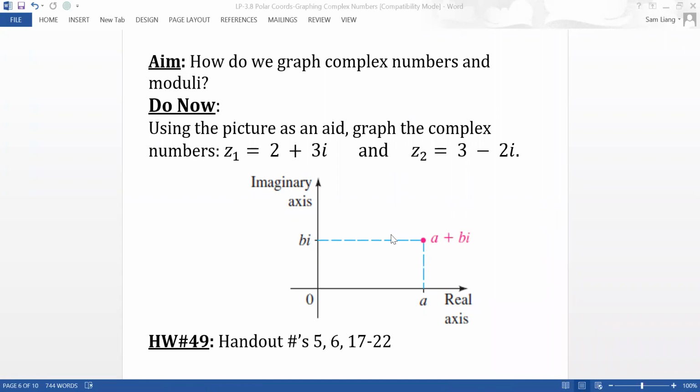Okay, so there's a lot of material I want to cover today, so let me go ahead and review the do now. So again, that was just to graph these two complex numbers. Should be pretty straightforward.